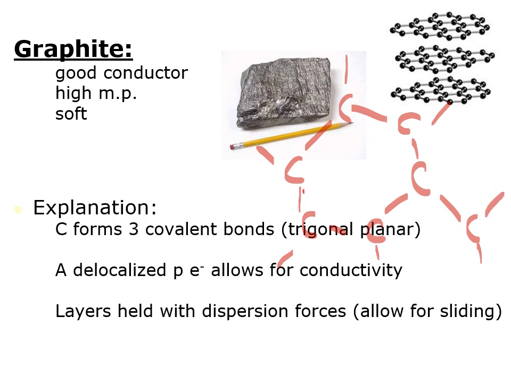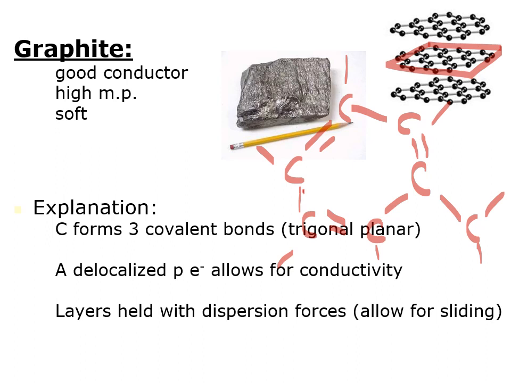We have a trigonal planar arrangement around each carbon. And so you're going to end up with sheets forming. We see these sheets up here that are flat. Now, obviously, carbon's not going to be very stable with just three bonds, so how it does this is it actually has double bonds that exist between the carbons in order to stabilize the bonding of those carbons themselves.